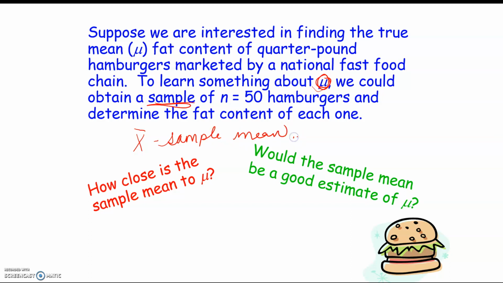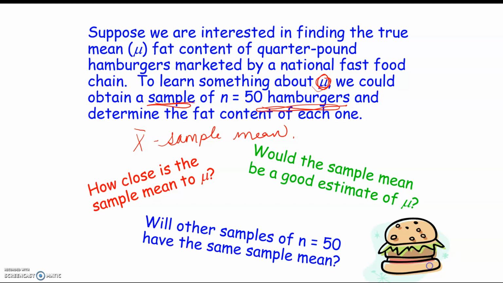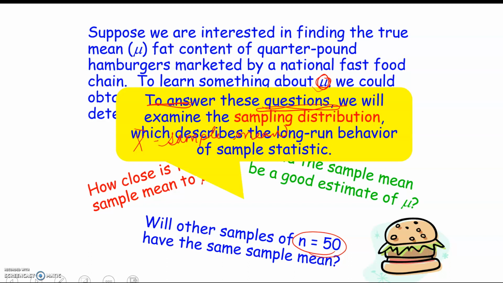Would the sample mean be a good estimate of the true mean? And how close is the sample mean to the true mean? It kind of just depends on, one, if we have a really good sample, we have a pretty good size there, and remember, the larger your sample gets, the closer we get to the true mean. And would other samples of n equals 50, so if I take 50 somewhere else, would that have the same sample mean? They should be pretty close. They might not be really close, but since we're dealing with such a large number, they would be pretty close. So we will use an example to kind of get into this and really cover this.